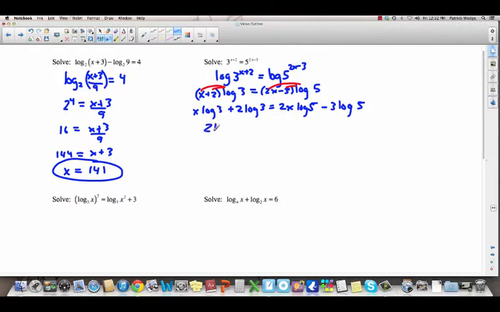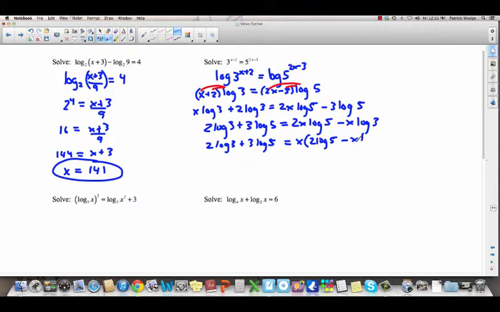So what I have is 2 log 3. I'm going to move this negative 3 log 5 over, so I get plus 3 log 5 equals 2x log 5, and I'm moving this x log 3 over, so it's now minus x log 3. Alright, keep this the same: 2 log 3 plus 3 log 5 equals, you've got to factor out an x. There's an x here and there's an x here, both of them in front of the logarithm. You can't do that if there's an x as the argument, but if they're both out front, you can do that. So we'll take out the x, and what we're left with is 2 log 5 minus log 3. Hey, this is great.